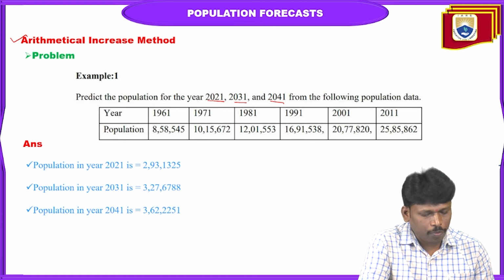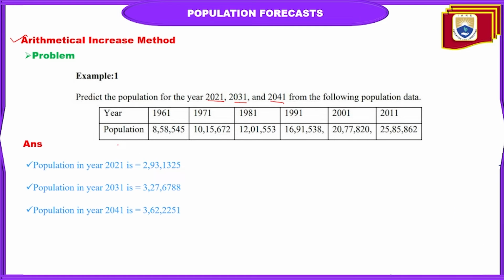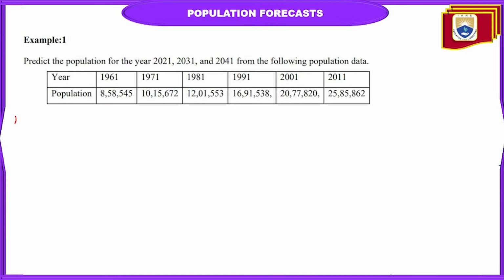So in this data, the population in 1961, 1971, 1981, 1991, 2001, 2011 is already given. So we need to calculate. We need to first take the average of the population growth rate. So first we will calculate the population increment.